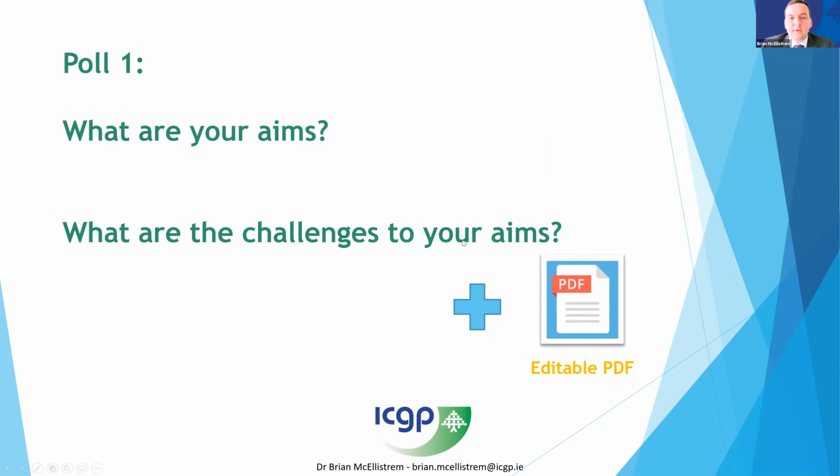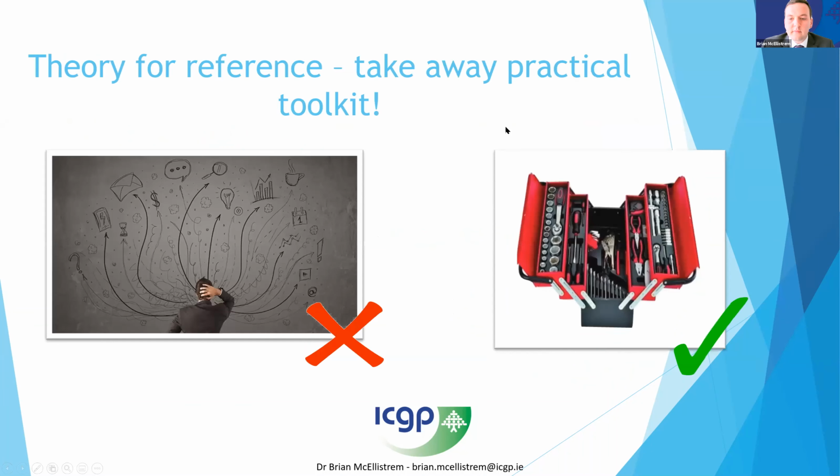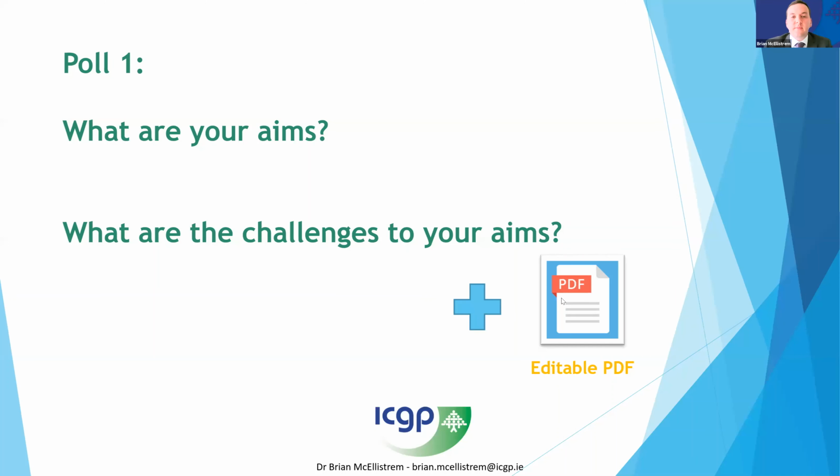So, time for the first poll. Let me get the question into the chat now, and we can fill this out in your own time. The first question is: what are your aims for this evening? What do you want to get out of this meeting, and what are the challenges to your aims? When I look at the results, I won't be able to see anybody's name beside them, they come in as anonymous results, so feel free to be quite frank about what you want to get out of this evening and what challenges you foresee. I think it would also be a good idea to put it into the editable PDF, so you can take it away with you and look at it later and consider it.